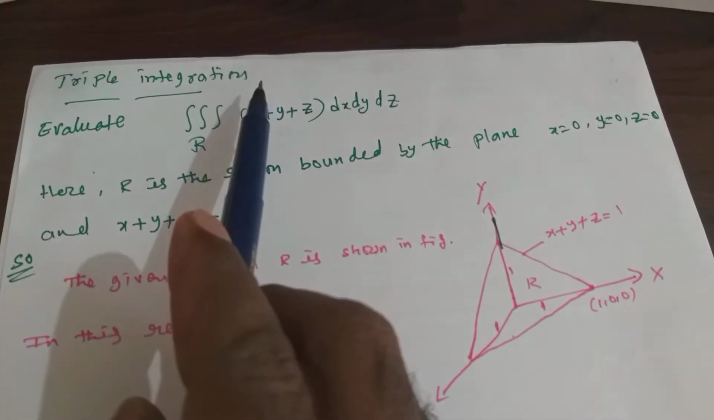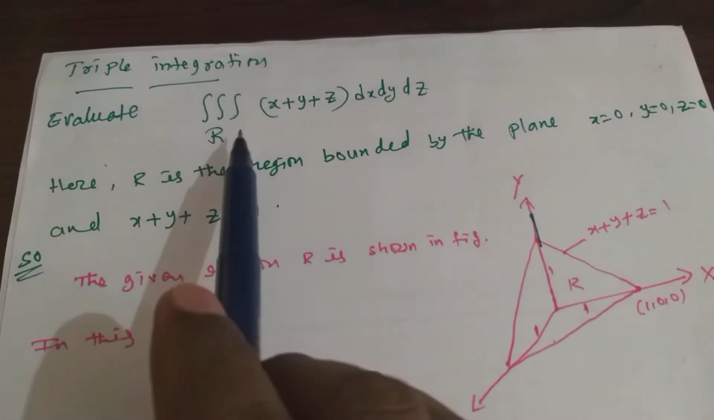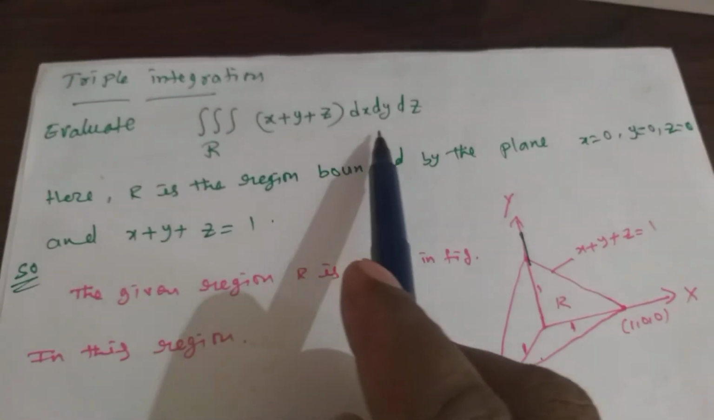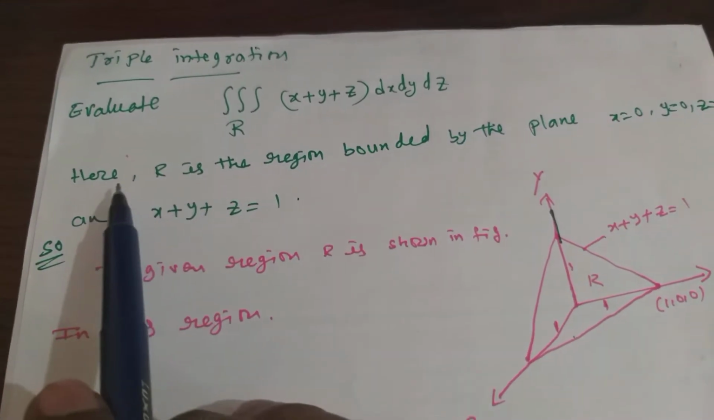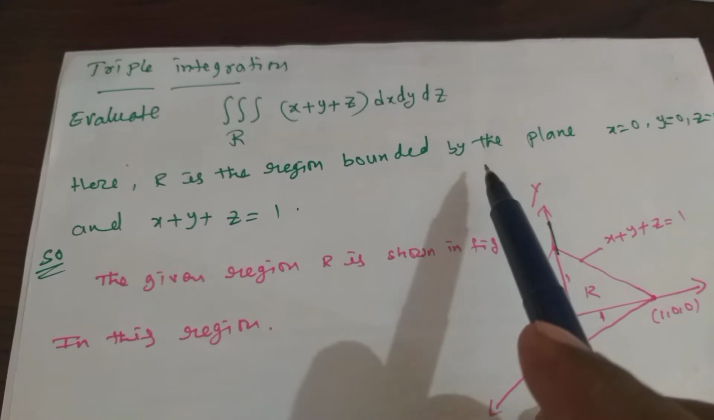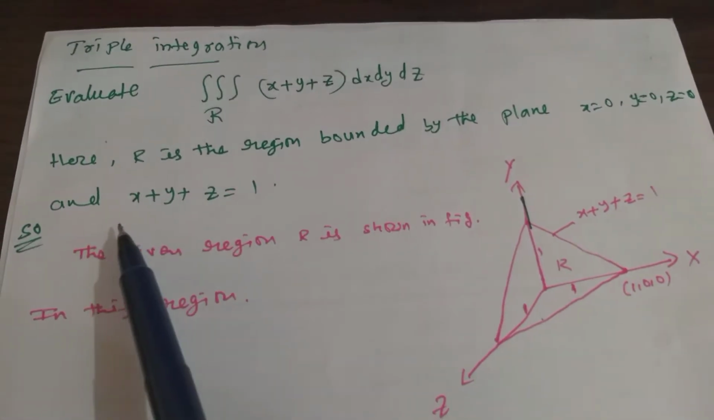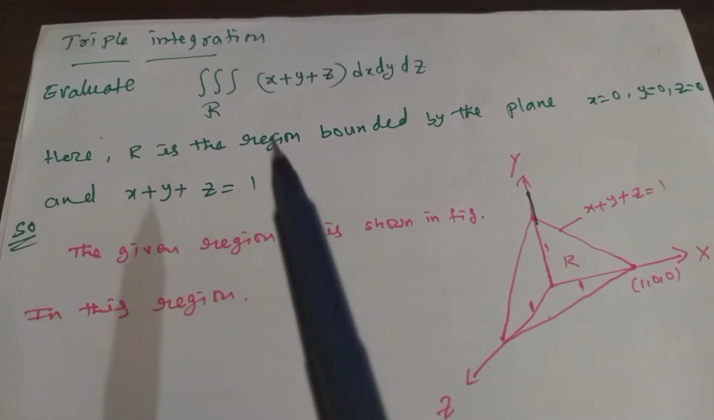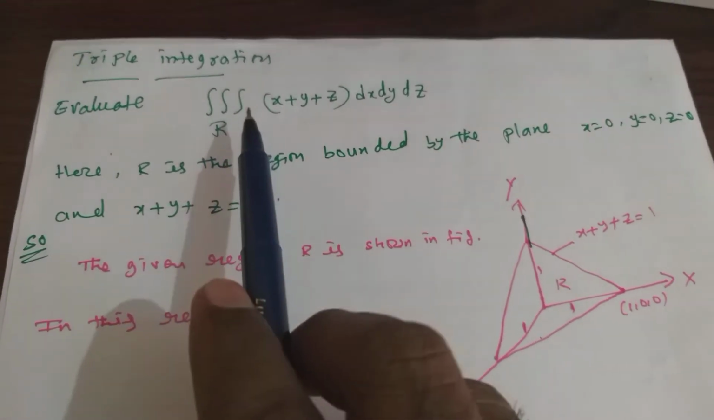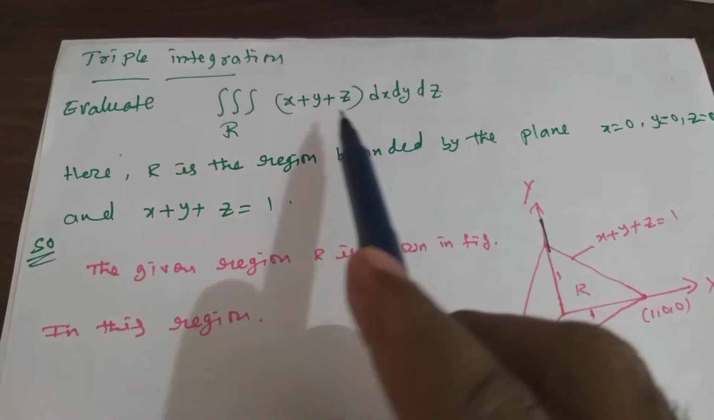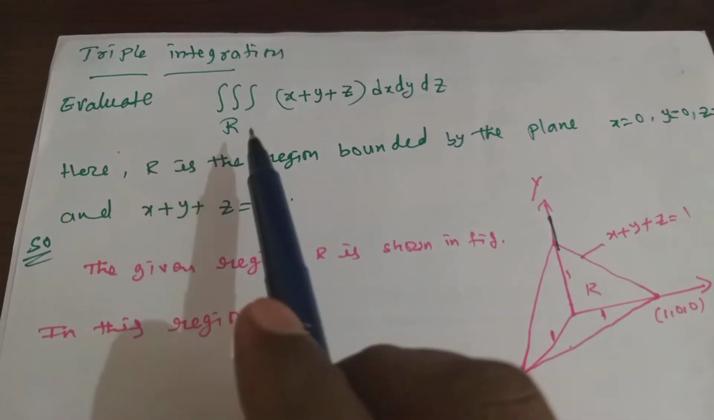Triple integration, and one more problem. Evaluate the triple integral of x plus y plus z dx dy dz, where R is the region bounded by the planes x equal to 0, y equal to 0, z equal to 0, and x plus y plus z equal to 1. To evaluate this triple integration, we must require the limits of x, y, z.